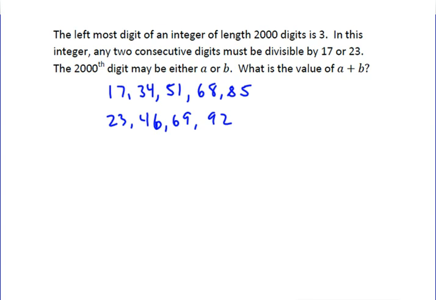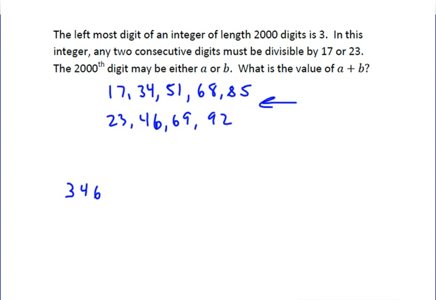Okay, so it starts by saying that the leftmost digit is 3, and then it says any two consecutive digits must be a part of one of these two lists, is really what it's saying. So the only one of these that begins with 3 is 34. The only one that begins with 4 is 46.